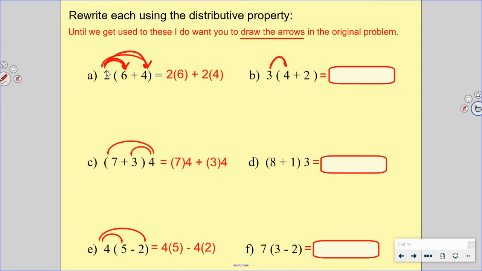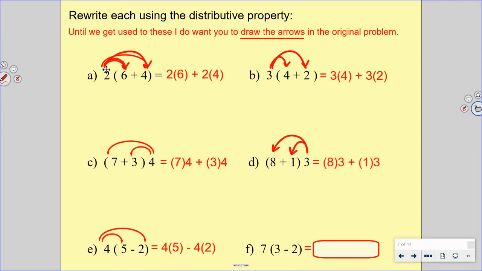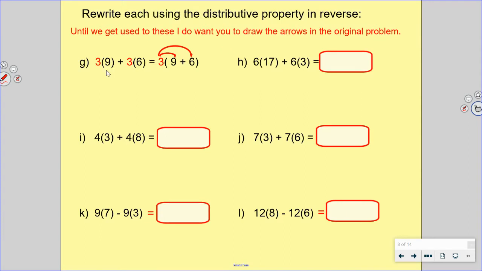So 3 groups of 4 plus 2 literally means 3 groups of 4 and an additional 3 groups of 2. We also have 3 groups here, even though it's on the right side. What are the groups? Well, we have 8 and 1. So that means if you split that up, you'd have 3 groups of 8 as well as 3 groups of 1. And yes, it does work for subtraction, 7 groups of 3, and then minus 7 groups of 2. Again, there are times when you want to keep them together. There are times when it's going to be helpful to split them up.